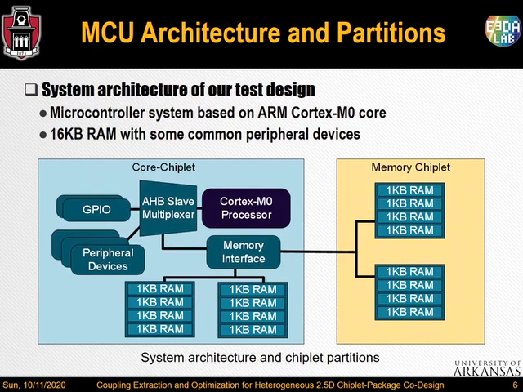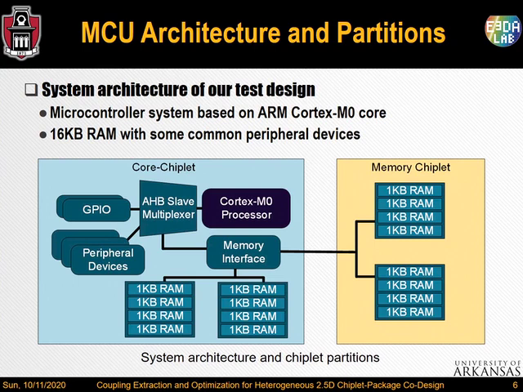To test our flow, we selected a microcontroller system to prepare a proof of concept design. The system consists of an ARM Cortex M0 processor core, 16 kilobytes of memory, and some common peripheral devices like GPIO, UART, timers, etc. The 16 kilobyte memory system has four 4 kilobyte banks. Each bank consists of four 1 kilobyte memory macros. Such granular design offers flexibility in partition and floor planning steps.